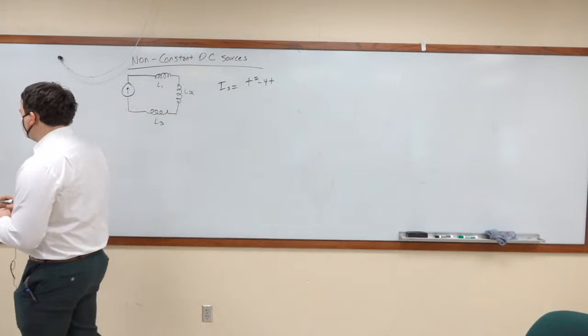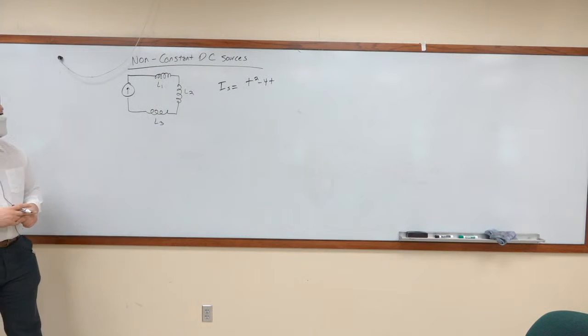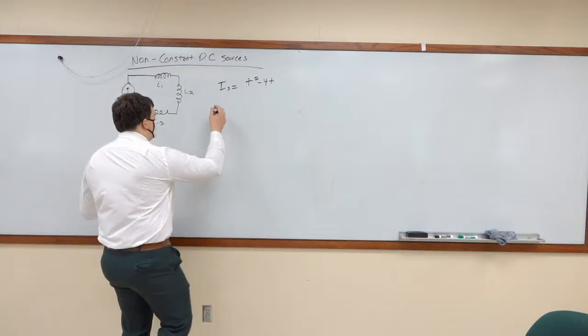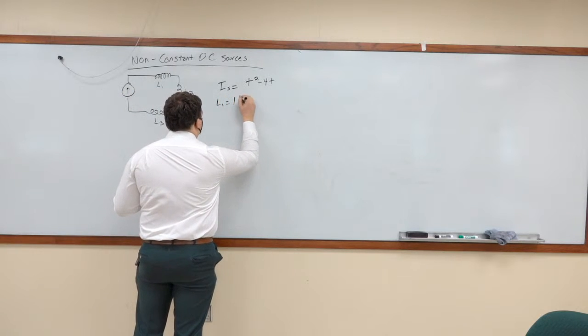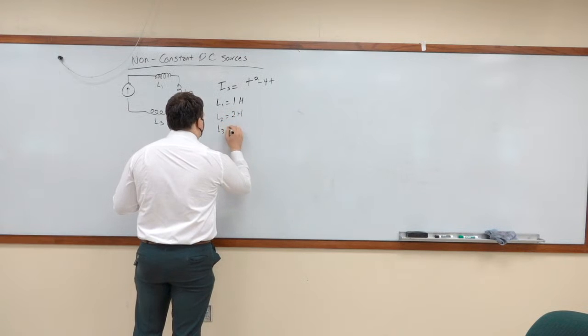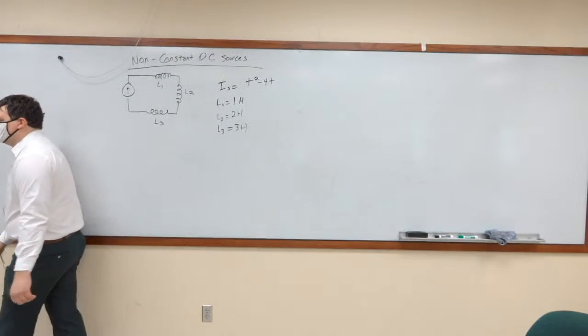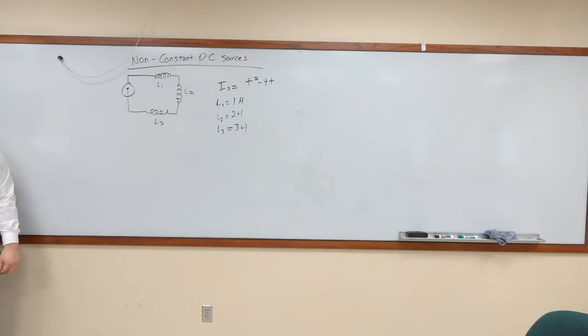The question is, can we figure out what the voltage is for each of these three components? And we'll go ahead and say L1 is equal to 1 Henry, L2 is equal to 2 Henries, and L3 is equal to 3 Henries. Can we figure out what the voltage is across each one of them?